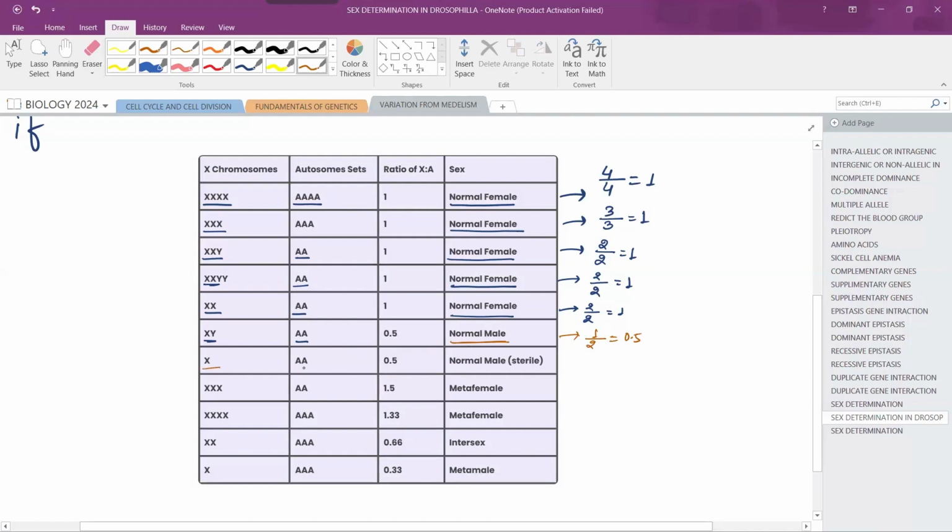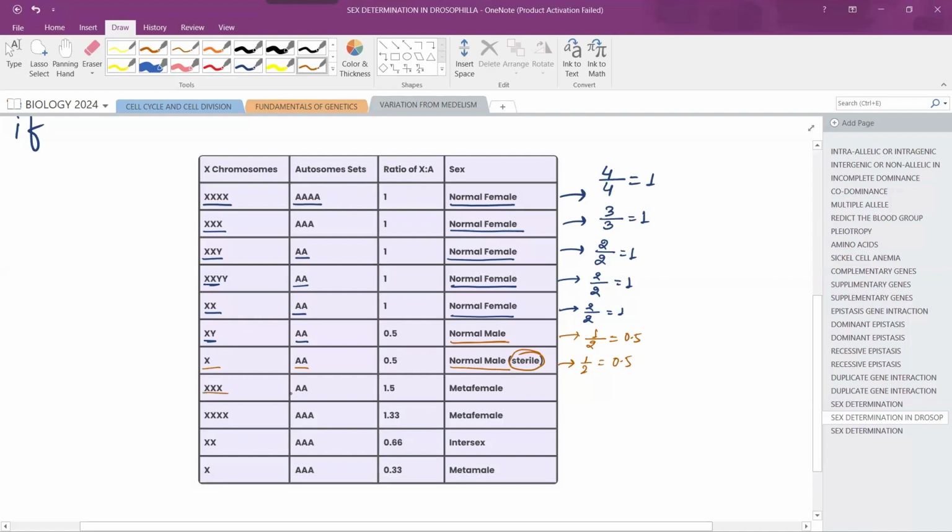Okay. Again, there is 1 is to 2. This is also a normal male, but this is sterile. That is, it cannot produce any progeny or the gamete. So these males are reproductively sterile.